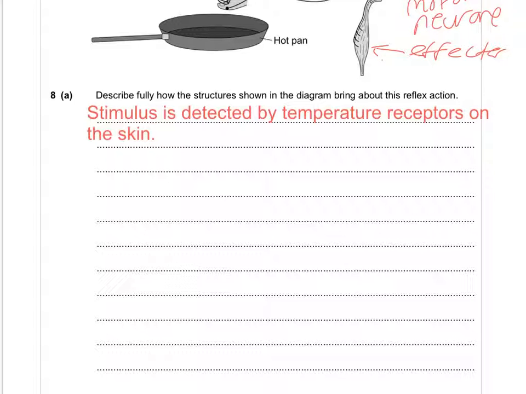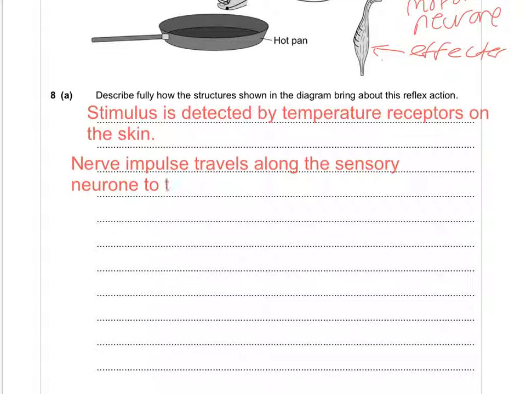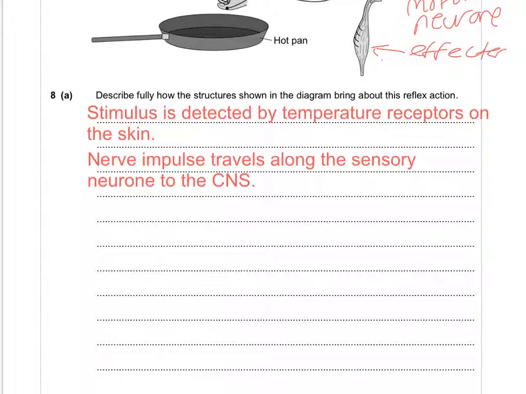The second point you should be saying is that the nerve impulse travels along the sensory neuron to the CNS, which is essentially the spinal cord. Now, if this wasn't a reflex action, then it could also be sent to the brain instead. That would also count as the central nervous system.